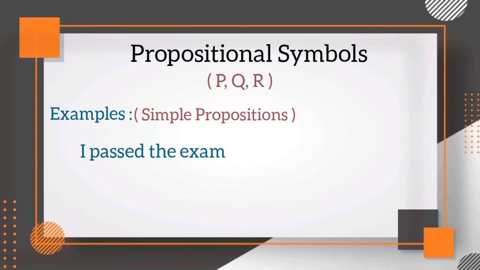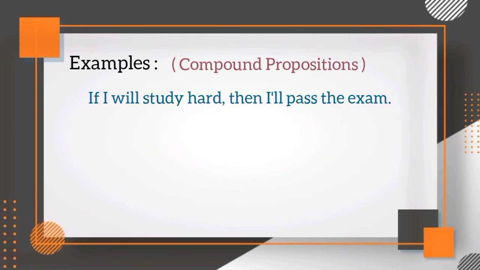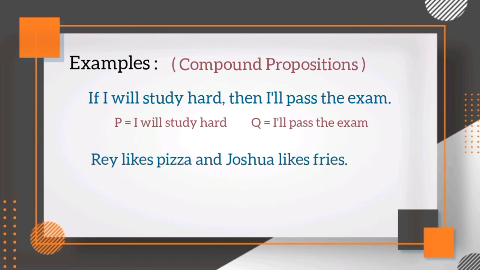The first example is I passed the exam. This can just be denoted as P. And the second example is Mary won the game. This can also just be denoted as P. While here are some examples of compound propositions turned into symbols. First example, if I will study hard, then I'll pass the exams. Since there are two propositions, P will be I will study hard and Q will be I will pass the exams. Next example, Ray likes pizza and Joshua likes fries. The first proposition will be Ray likes pizza, which is P, and the second proposition will be Joshua likes fries, which is Q.